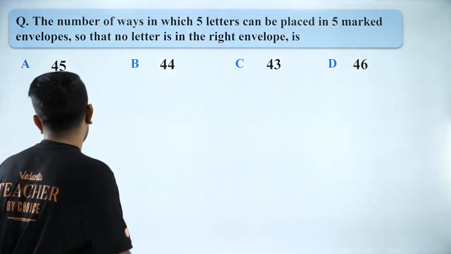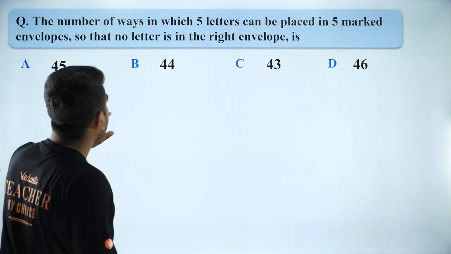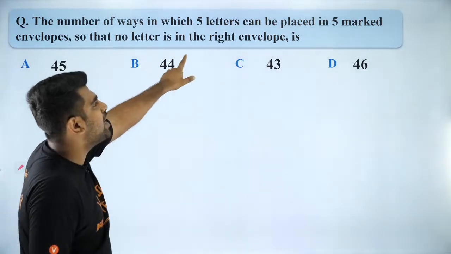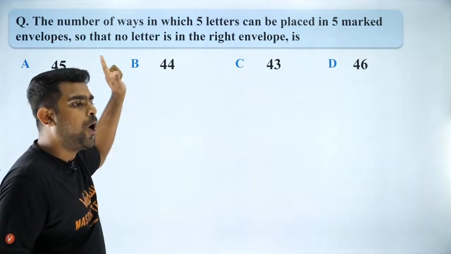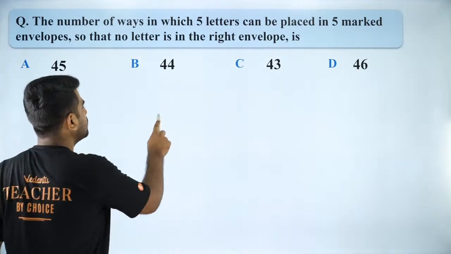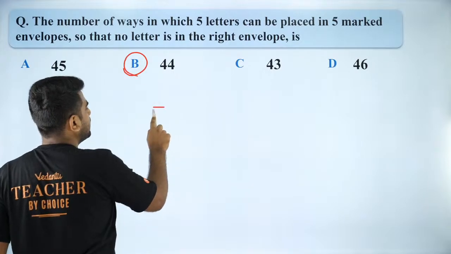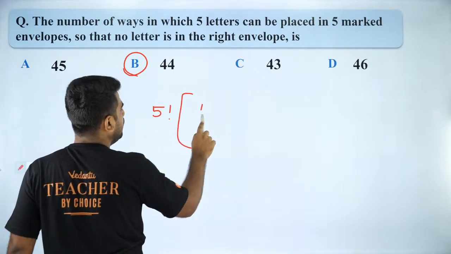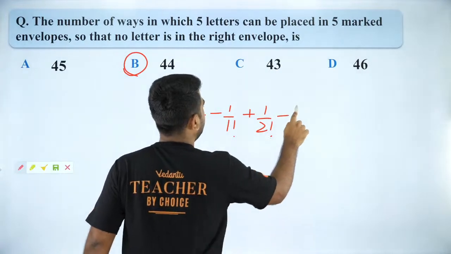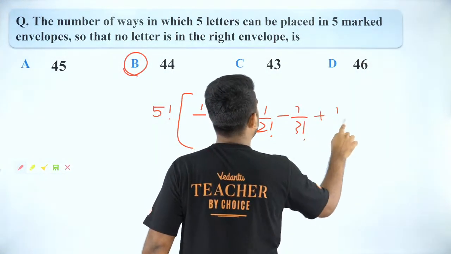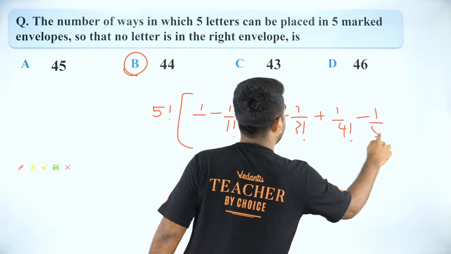Okay, so guys, let's try to solve it. Please listen carefully. We have 5 letters and all the 5 letters should be deranged. All the 5 letters should go wrong. So the answer is B, because the answer is 5 factorial into 1 minus 1 by 1 factorial plus 1 by 2 factorial minus 1 by 3 factorial plus 1 by 4 factorial minus 1 by 5 factorial.